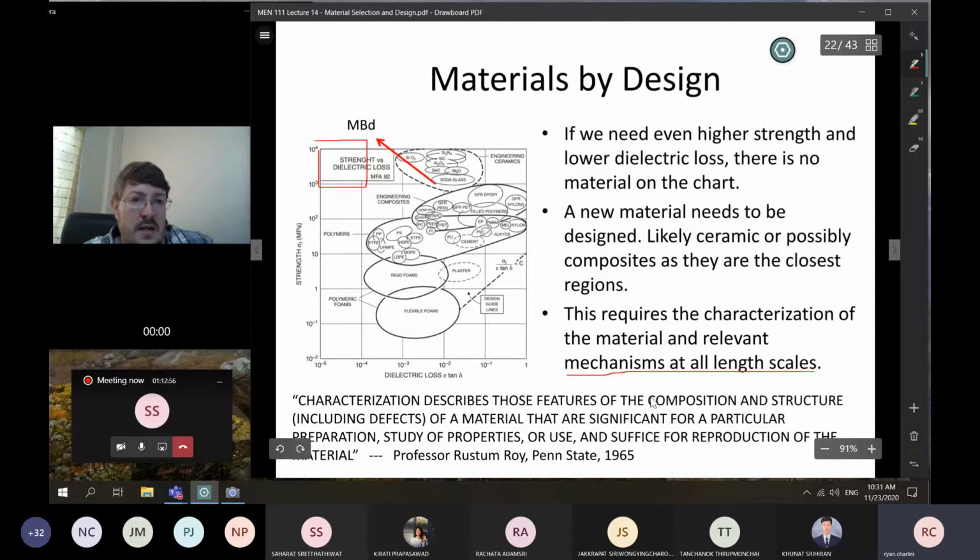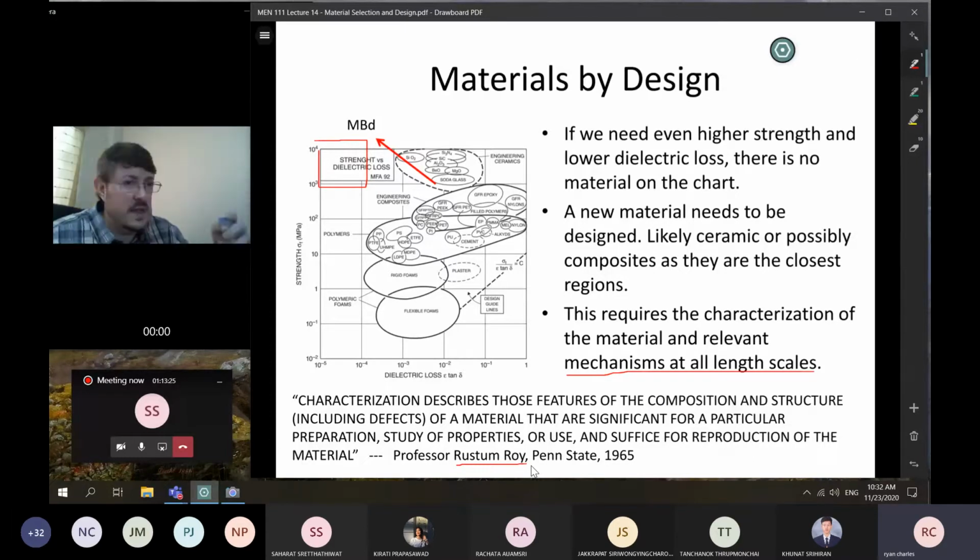And see a quote like this. Characterization describes those features of the composition and structure, including defects, of a material, right, that are significant for a particular preparation, study of properties, or use, and suffice for reproduction of the material. This is Rustum Roy. He's a famous ceramics professor from Penn State.